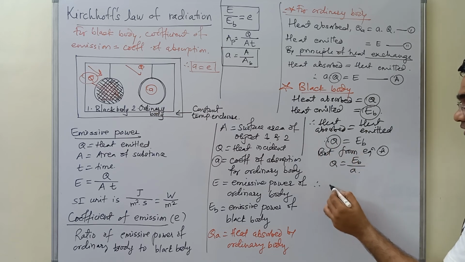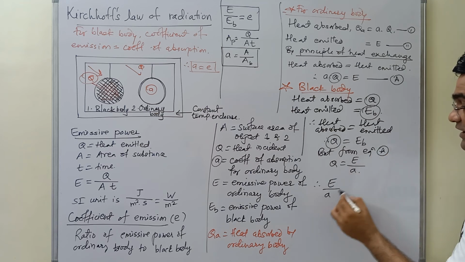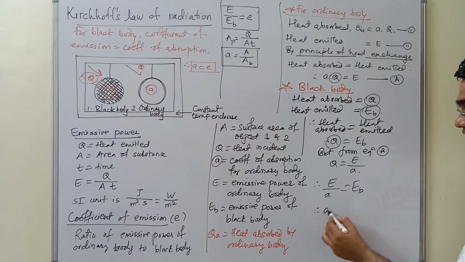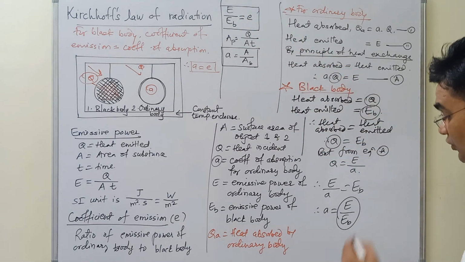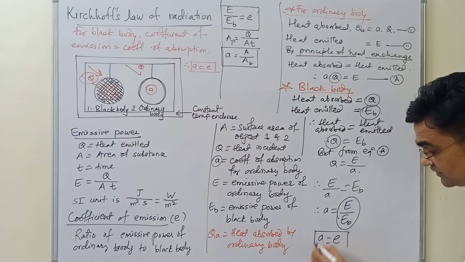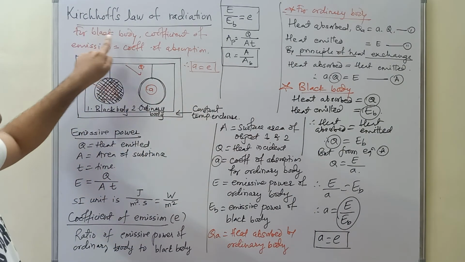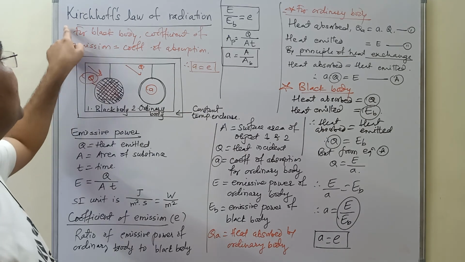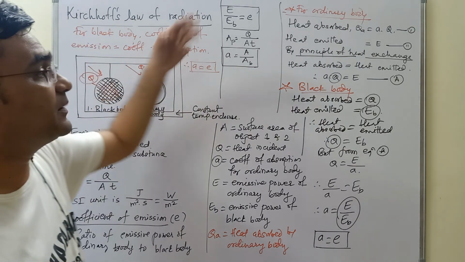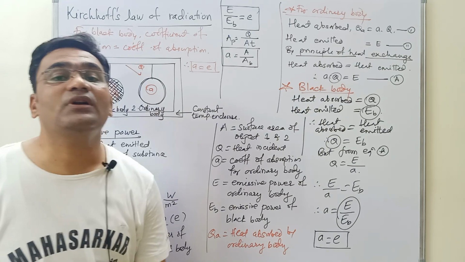So I will write here E upon small a. So E upon a is equal to EB. Therefore a equals E upon EB. But what is this value? E upon EB is nothing but the coefficient of emission. So a equals e. This is Kirchhoff's law of radiation for us: according to him, the coefficient of absorption is equal to the coefficient of emission. Initially we can use this law for a black body only, and then we can apply it for the remaining objects also. With these simple theoretical statements that we have gone through, I hope you understood this article.